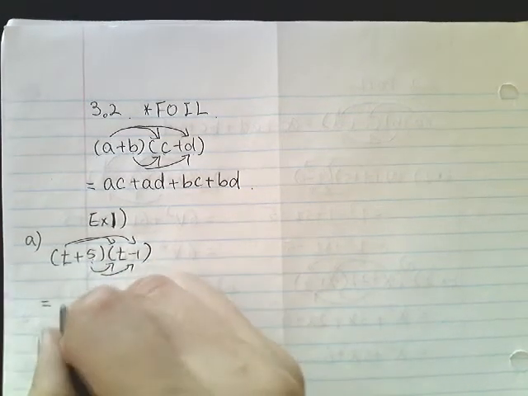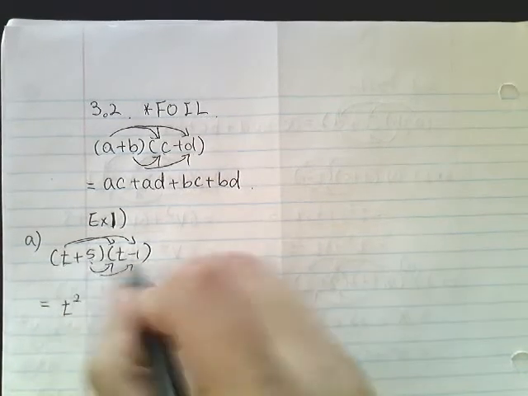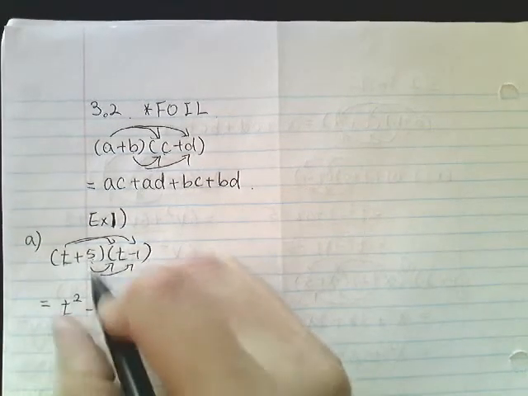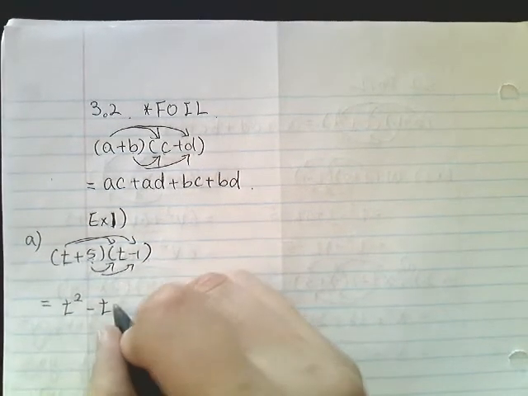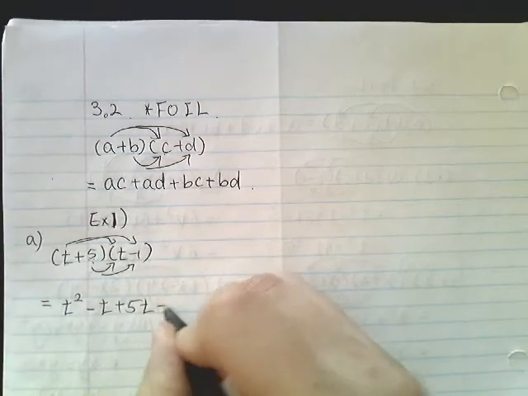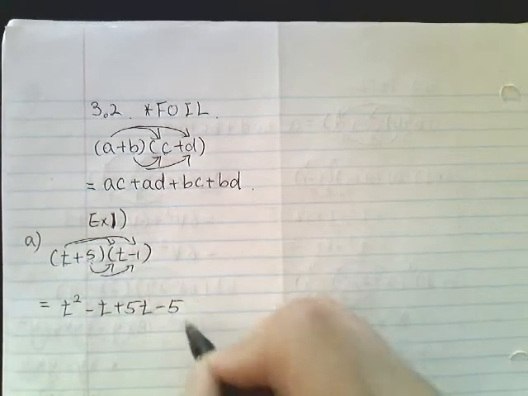So t times t, t squared. T times negative 1, negative t. Positive 5 times t, positive 5t. And lastly, positive 5 times negative 1, we get negative 5.